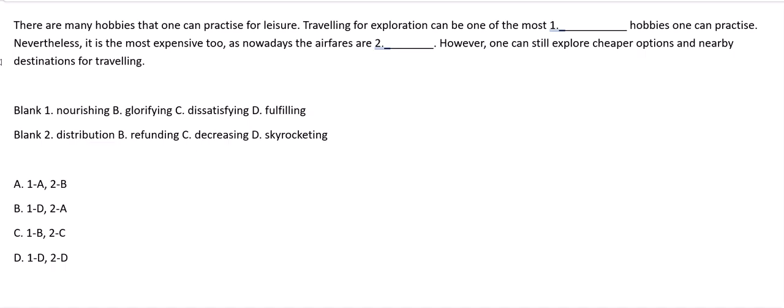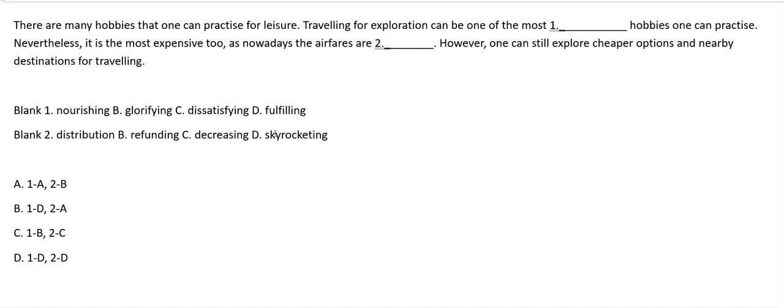Okay, and here it is clearly mentioned it is the most expensive, as nowadays the airfares are increasing, which means it became more expensive. Fares is nothing but price. The price is increasing, so we have to see which option suits increasing. Let's see the options for the blank. Distribution means we have to distribute something, that is not relatable. Refunding means giving the amount back, that is not related. Decreasing is not suited here because the airfares are increasing, so decreasing is not intended to fill that blank.